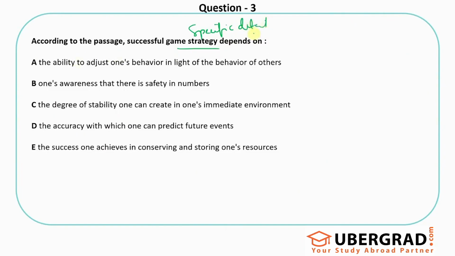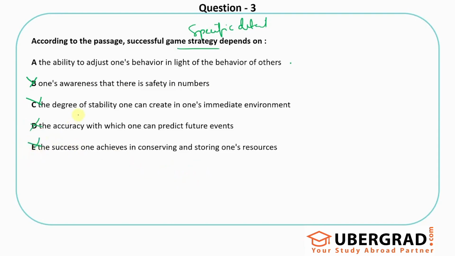The successful game strategy depends on. The first option is the ability to adjust one's behavior in light of the behavior of others. This is absolutely right. I am confident, but as I said, I will still not stop here. I'll look at the other options. One's awareness that there is safety in numbers. It's absolutely clueless, it's not at all talked about. The degree of stability one can create in one's immediate environment. Again, this is not referred to in the passage. The accuracy with which one can predict future events, no, accuracy of prediction is not talked about at all. The success one achieves in conserving and storing one's resources, again, this is also not talked about.